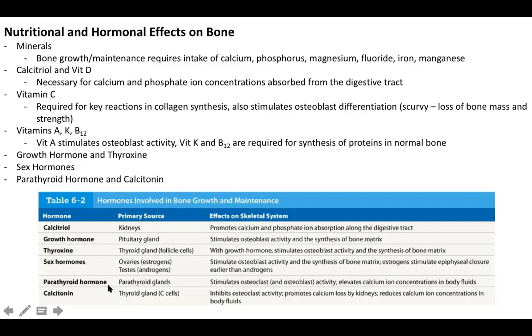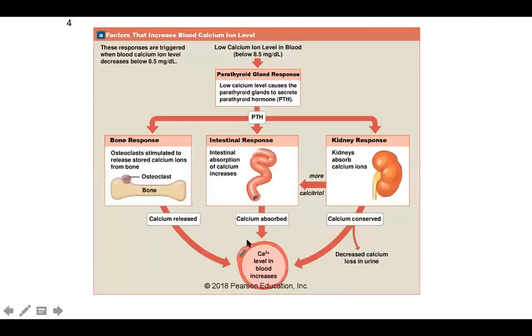And then the parathyroid hormone is the main way we maintain calcium levels in our blood. So this causes osteoclastic activity to release calcium and increase calcium in our blood. Calcitonin is from the thyroid, and that will inhibit the osteoclastic activity and reduce calcium in the blood. So the next ones here show how those two work.